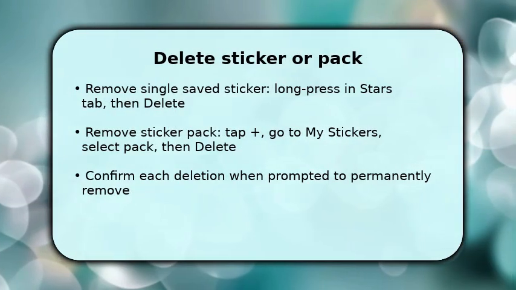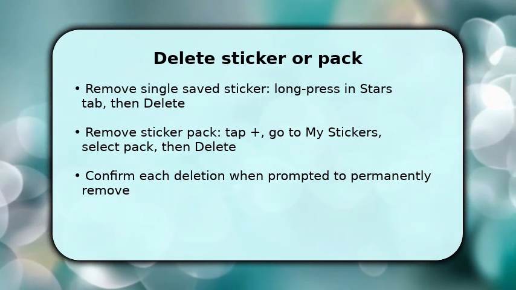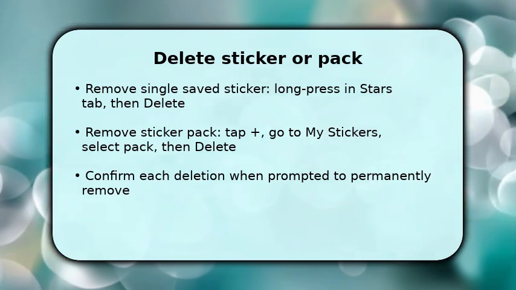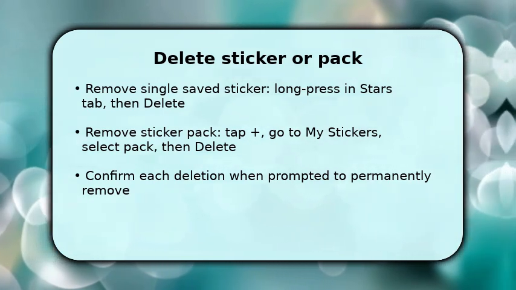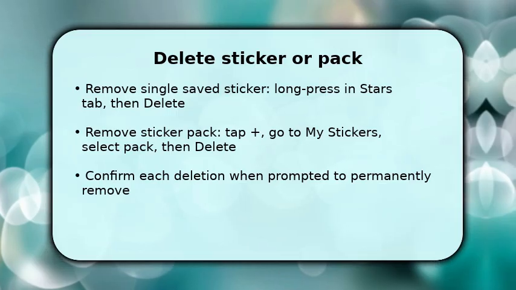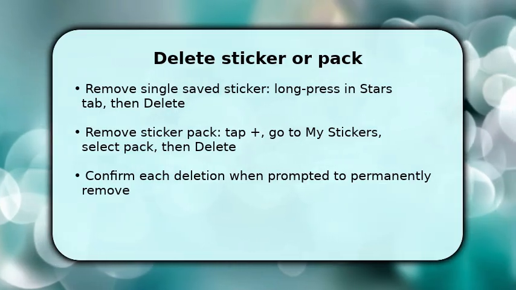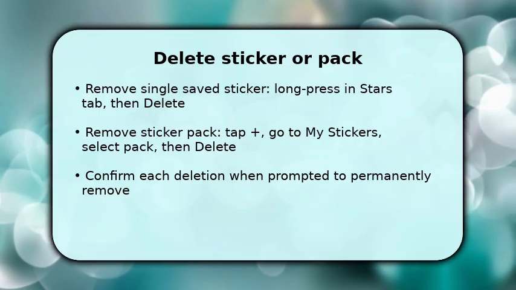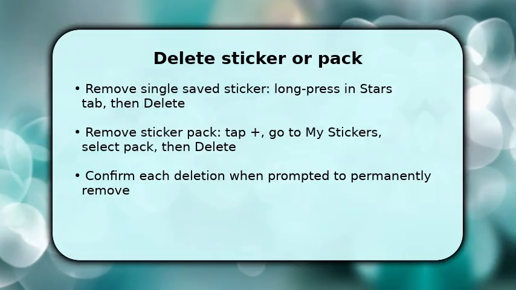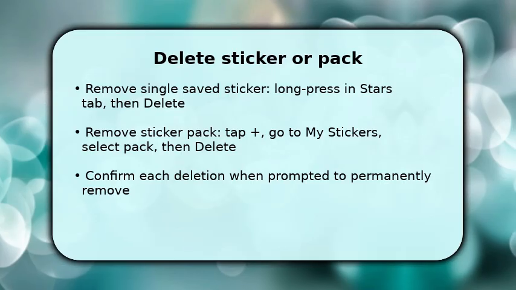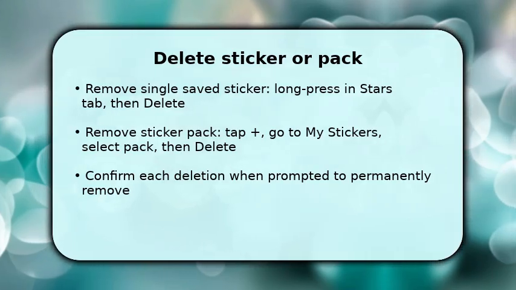Now you perform the actual removals. If it's a saved favorite, open the Stars tab, long press the sticker, and tap Delete. This removes only that image. If it's a pack, tap the plus or sticker store icon, open My Stickers, find the pack, and use Delete or Trash to remove the entire set. Make sure to confirm prompts.